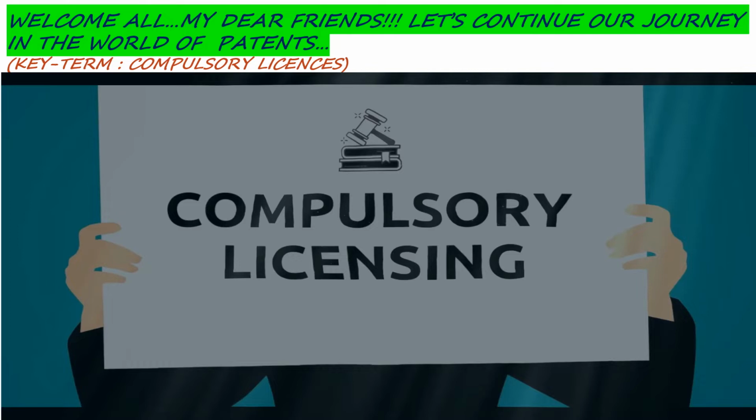Okay, friends, till now we have discussed up to form number 16 and its relevant sections and rules. So now it's the turn for form number 17. The key term for form number 17 and its relevant sections and rules is compulsory licenses. Fine. So here we will try to analyze what is compulsory licensing in a literal way and how it is significant in the world of patents.